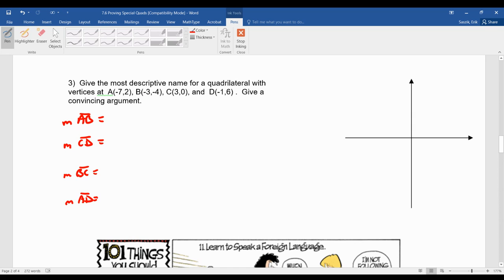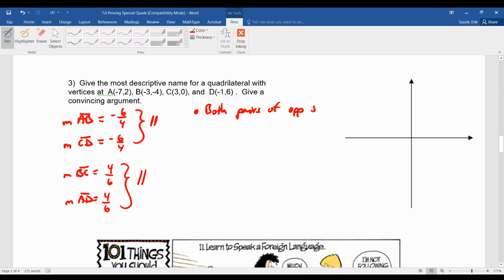But the slope of AB ends up being negative 6/4. Now I know that does reduce. And this is negative 6/4 as well. So that means that those sides are parallel. And then here you get 4/6 and 4/6. So these are parallel as well. So both pairs of opposite sides are parallel, therefore you have a parallelogram, right? Now we have to explore to see if we have something more than that.